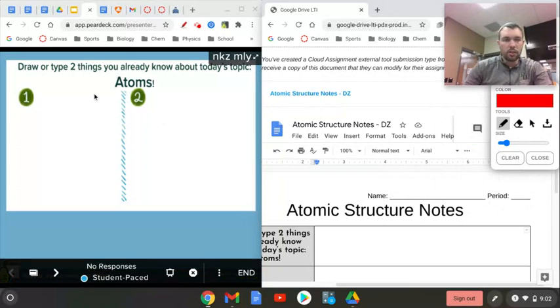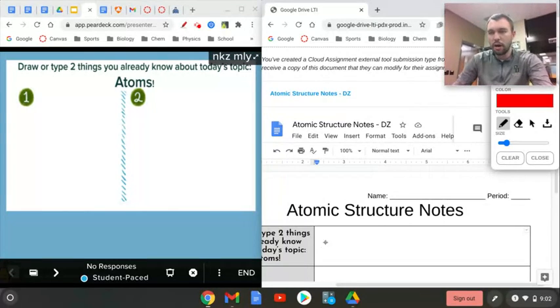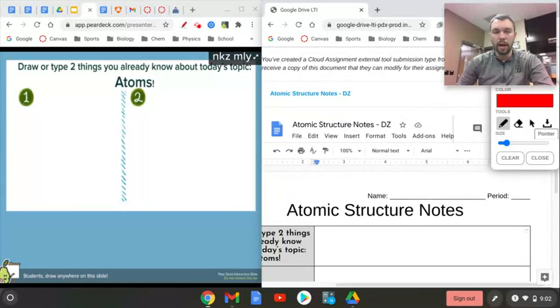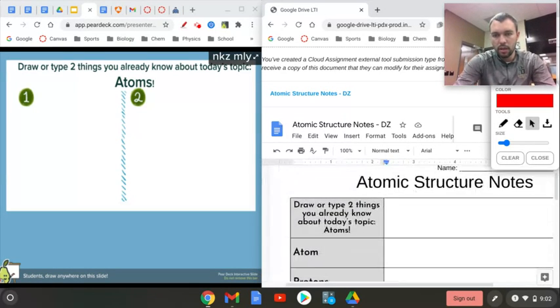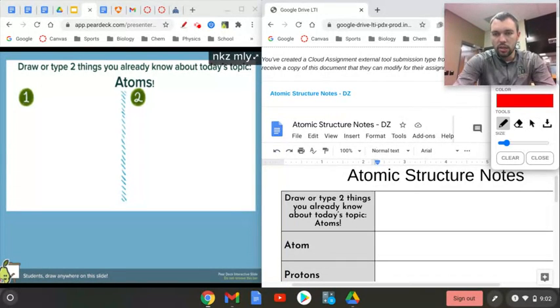All right, so to start, draw or type two things you already know about today's topic, which is atoms. Anything that you know about atoms, even if there are some things you've heard but you're not sure if they're correct, or maybe just questions that you have about atoms, make sure that you get two things in your notes here. That's our first one. You've got to get two things down about atoms.